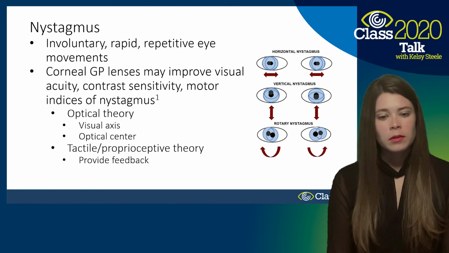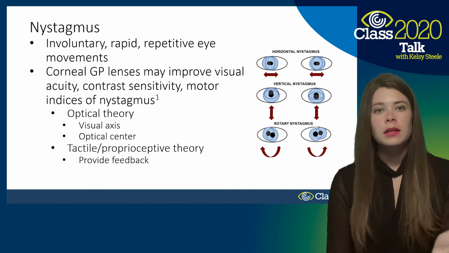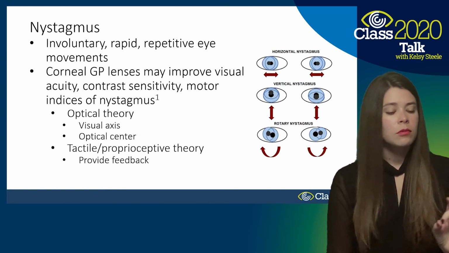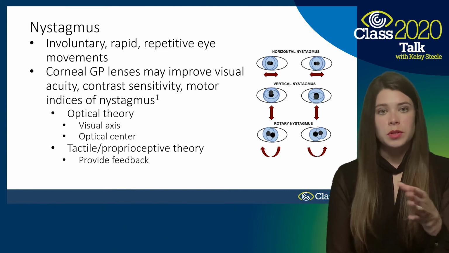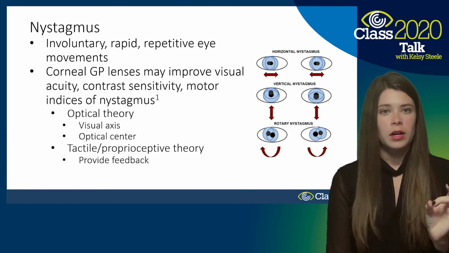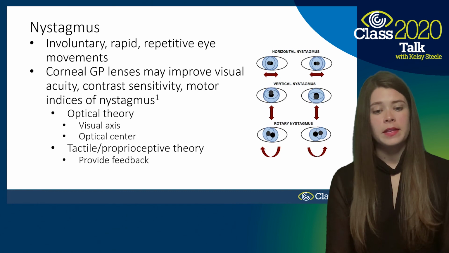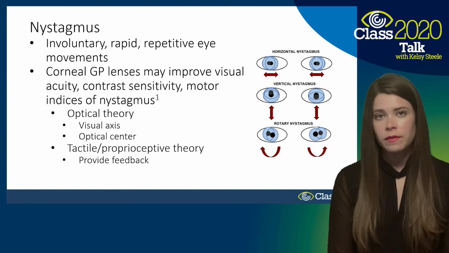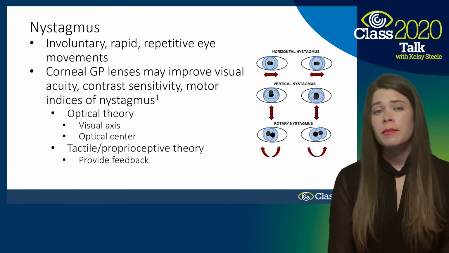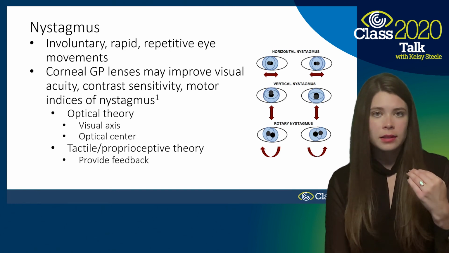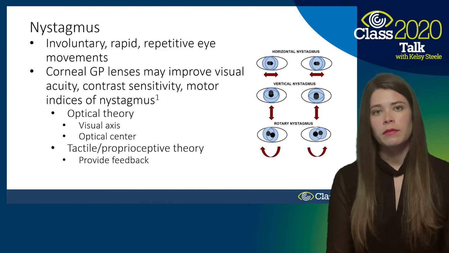So the optical theory tells us that, instead of just passing through your visual axis in the glasses, the contact lens is going to move with the eye. So you're more likely to stay in the optical center. So as you're testing acuity, you're always looking through the correction instead of just getting it every once in a while. The other theory is about the tactile and proprioceptive nature of these. They think that maybe because you're getting some kind of feedback between the cornea and the eyelids and lid margins, that's causing this feedback loop to kind of dampen the motor reflex.